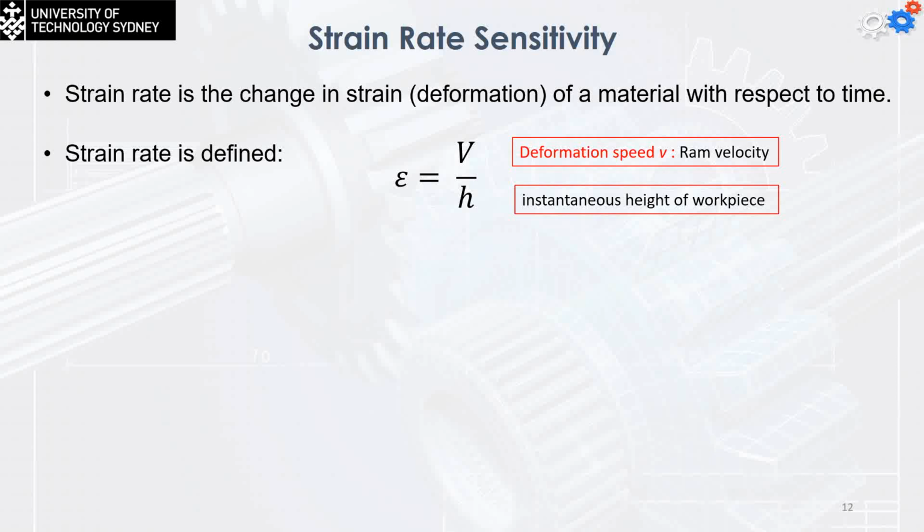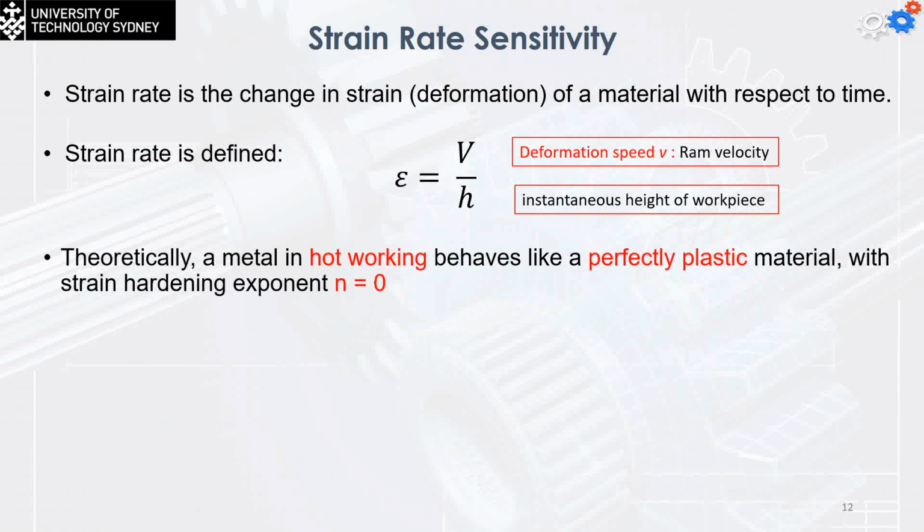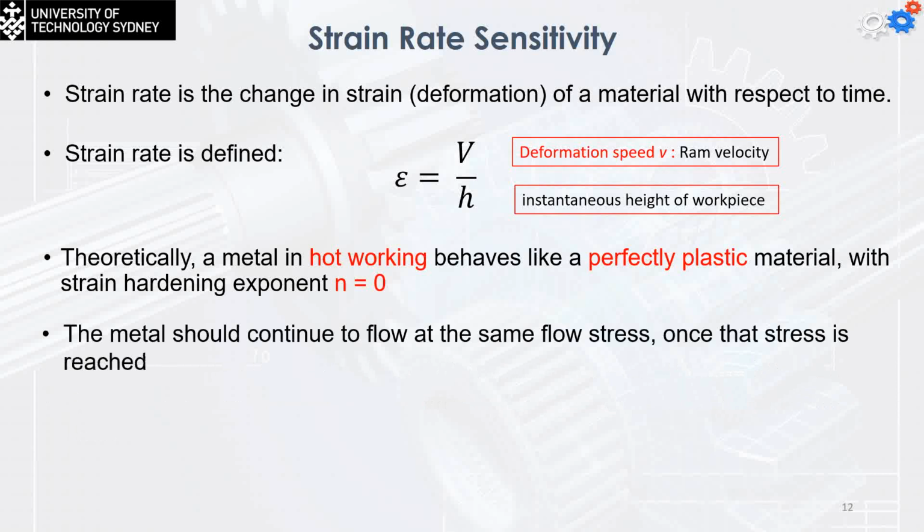Theoretically, the metal in hot working behaves as a perfectly plastic material. It just keeps changing shape without any extra forces added on it. That means that the value of n is going to be equal to 0. Thus, the equation of the flow stress Yf is going to be equal to K only. Just a constant force to be added to change the shape. The metal should continuously flow at the same flow stress once the stress has been reached. The flow stress is going to be a function of the temperature in this case.